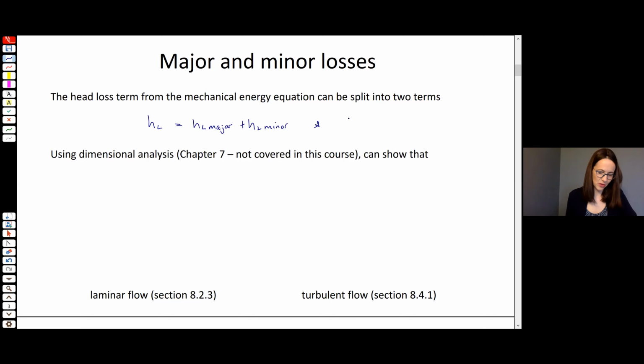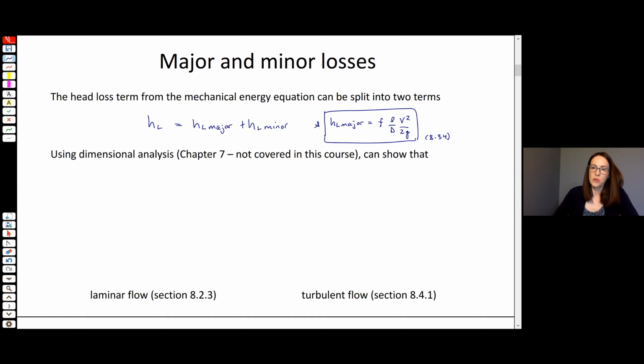And furthermore, the major losses are written in terms of a quantity called the friction factor. Okay, this is a really important equation. So we'll box this. We're going to use this all the time in pipe flows. It's equation 8.34 in the textbook.